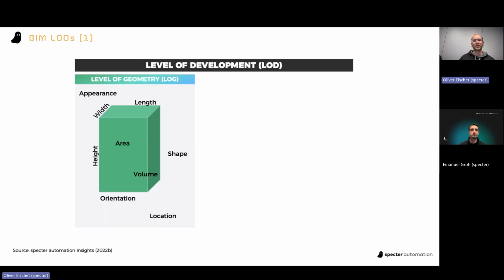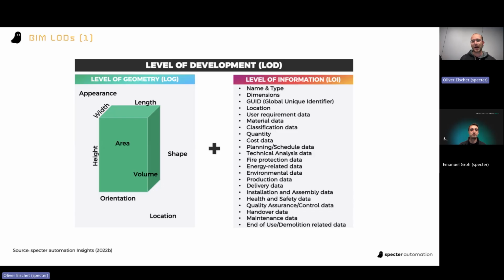I don't want to go into detail here, but just want to share the insight that, of course, information consists of two different categories. The first one is the LOG, the level of geometry. So the level of the dimensions, if you want to call it that way, of, let's say, a door, a ceiling, a wall. So area, volume, height, width, etc. And secondly, there's the LOI, the level of information, so the semantic data that is included behind the door, the wall, the ceiling, like fire protection data or environmental data, etc.